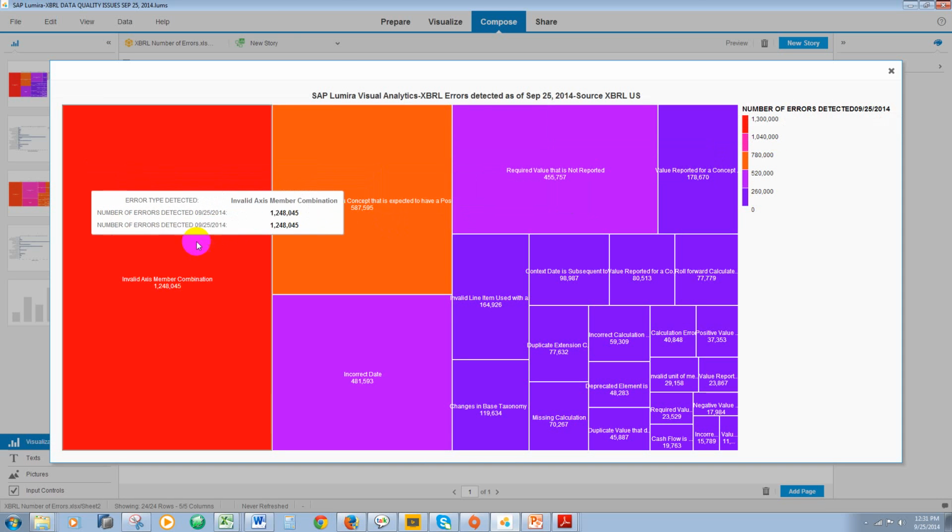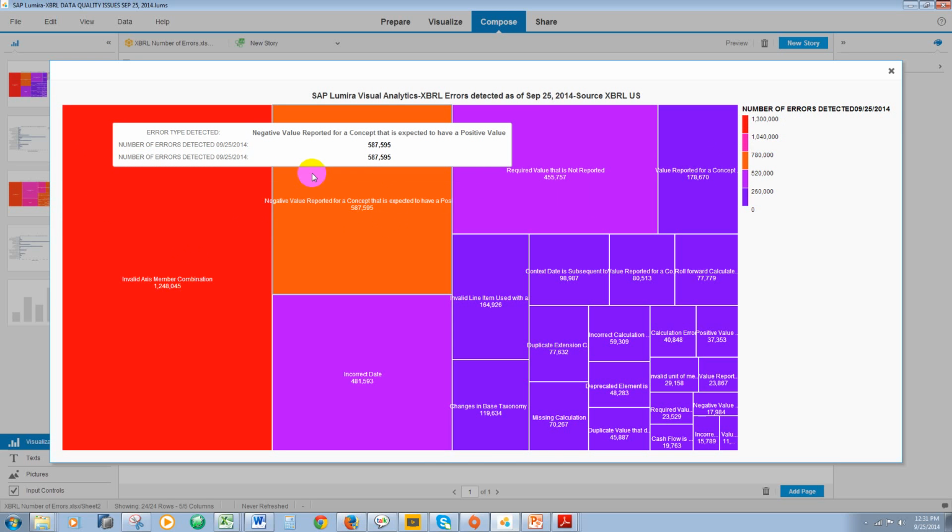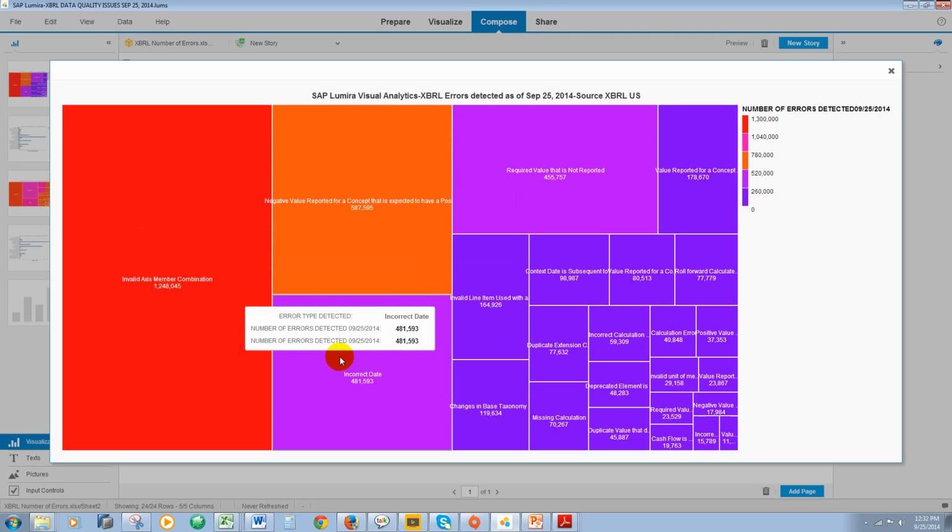So we are seeing that invalid access member combination, which is affecting the comparability of XBRL data, as of today, that is September 25th, stands at 1.248 million. And then we have negative value reported for a concept that is expected to have a positive value, which is affecting the accuracy of XBRL data and affecting the financial semantics as well, stands at 587,595. And then we have incorrect date, which stands at 481,593, which is affecting the accuracy of XBRL data.